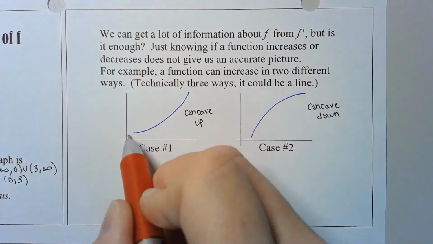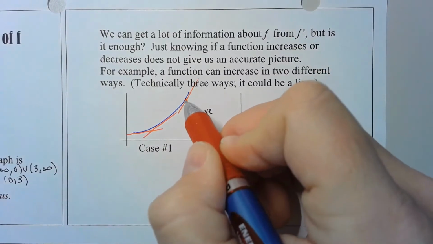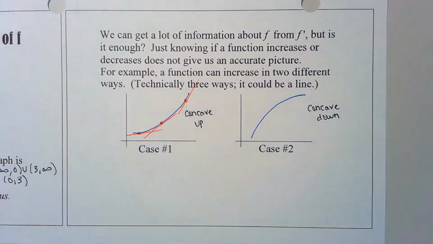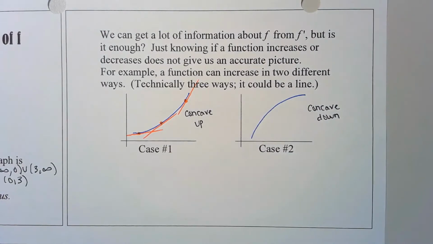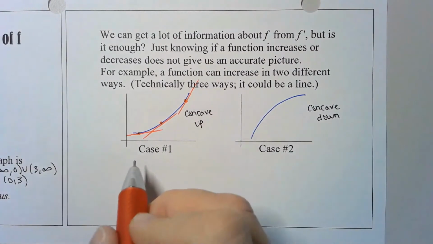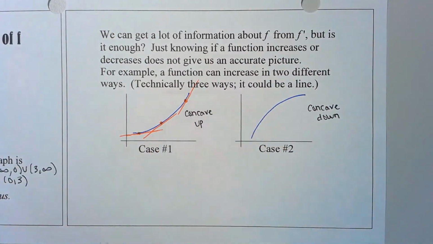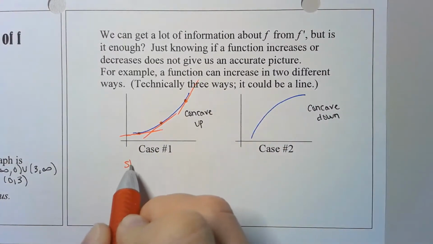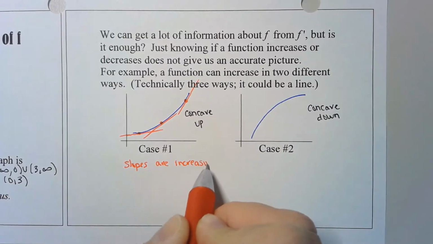Let's think about the spaghetti. Let's think about the tangent lines. If I were to draw in, say, 3 or 4 tangent lines, as we read the graph from left to right, what could you tell me about those red tangent lines? They are positive, right? The slope is positive. I think we could also say they are increasing, right? As I go from left to right, the slopes are getting bigger. So I'm going to write that down. Slopes are increasing.